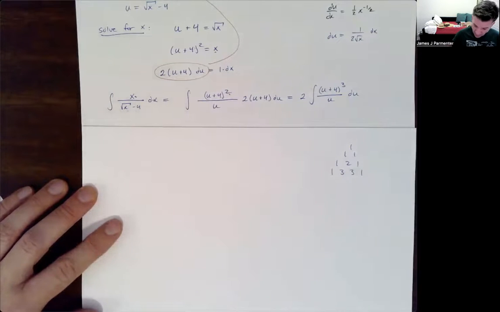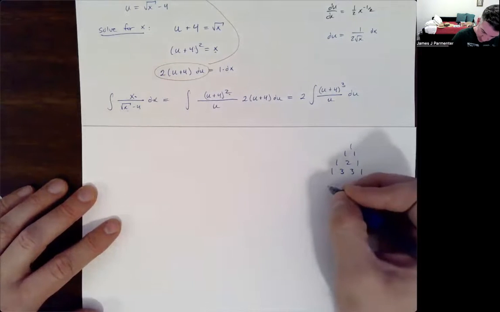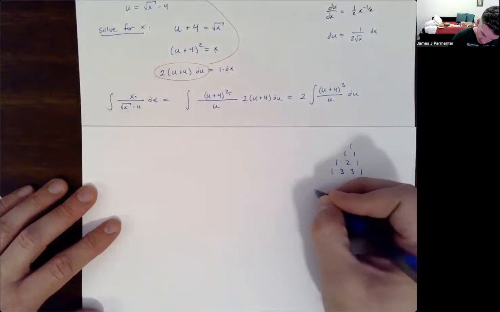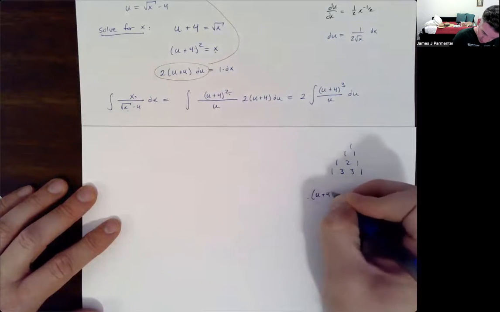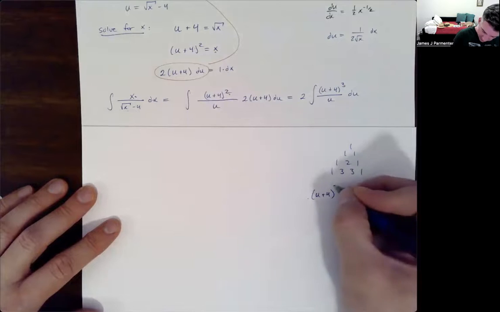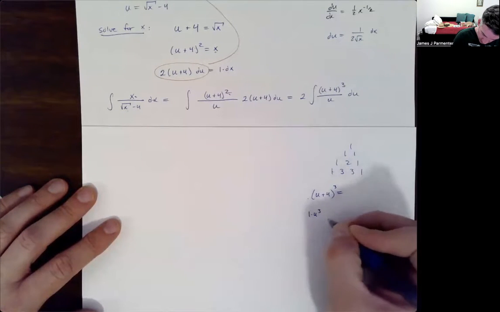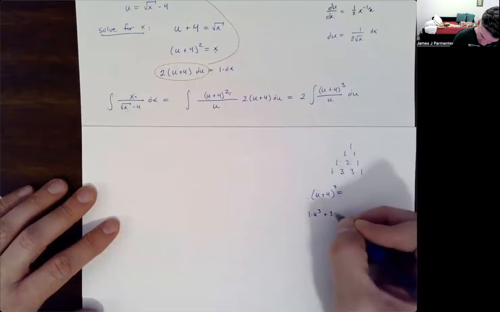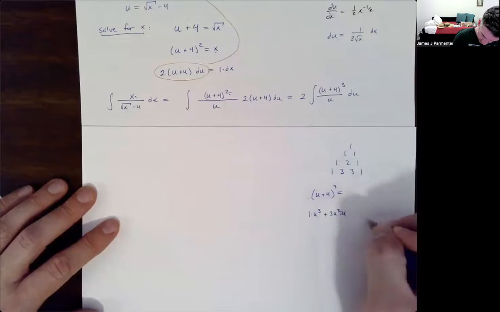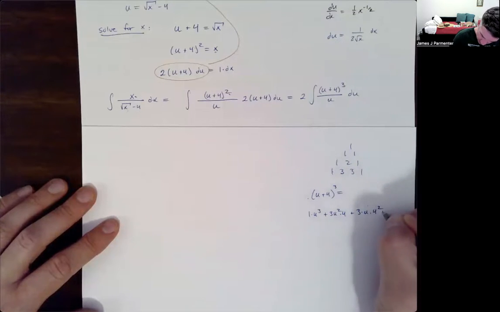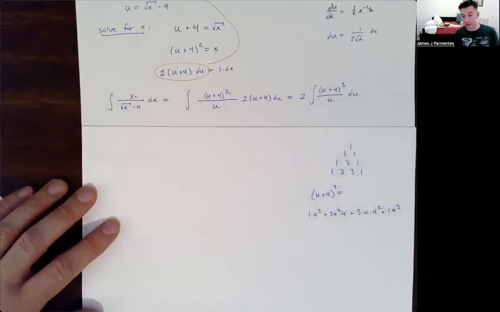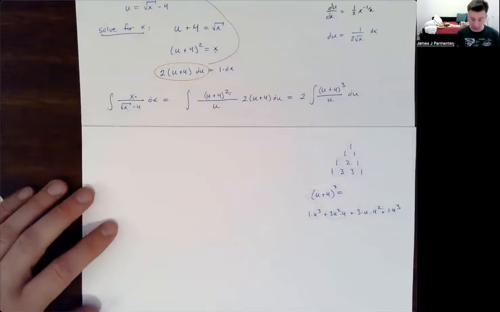More generally, if you have something plus something cubed, it's always going to be 1 times the first thing cubed plus 3 times the first thing squared times the second thing to the first, plus 3 times the first thing to the first times the second thing squared, plus 1 times the second thing to the third power. That's how you multiply out some quantity like that cubed quickly.